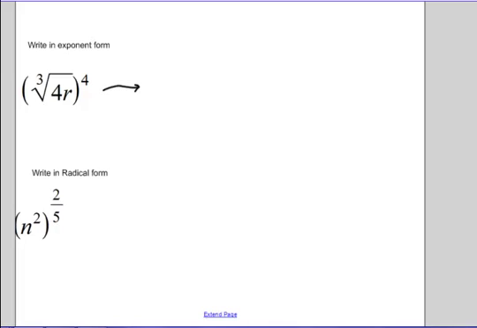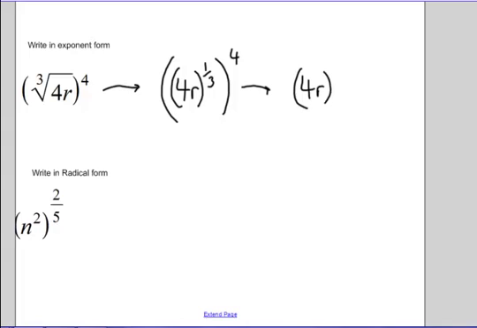Alright, write in exponential form. So the first thing is, let's take this inside the fraction. Let's take this part. And this becomes 4r. The whole thing is to the 1/3 power. Now I also have this whole thing is to the 4th power, so I can think of this whole thing right here is written to the 4th power. So now this is the power of a power, so what I get is 4r, the whole thing is to the 3/4 power.